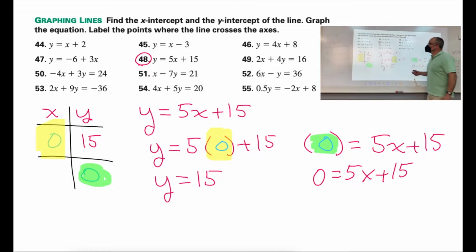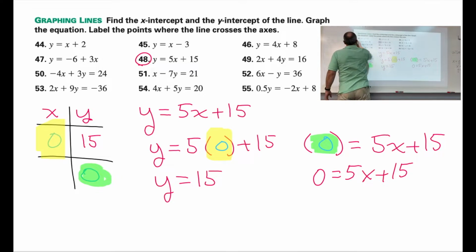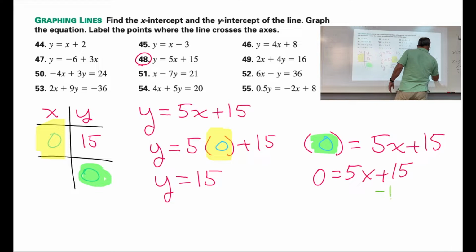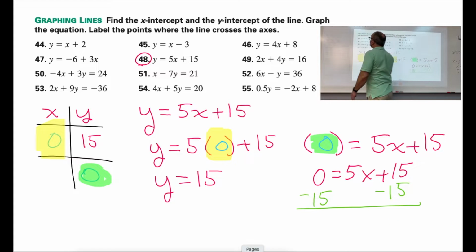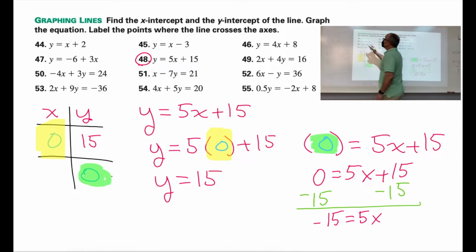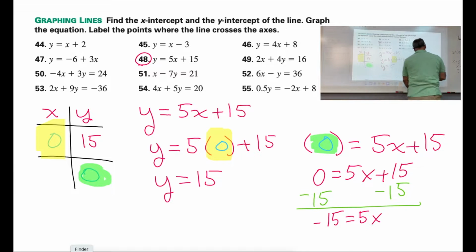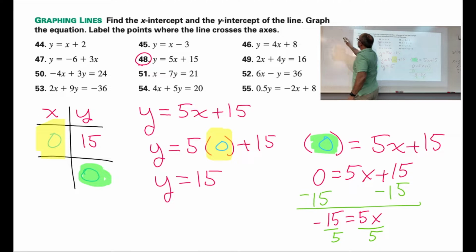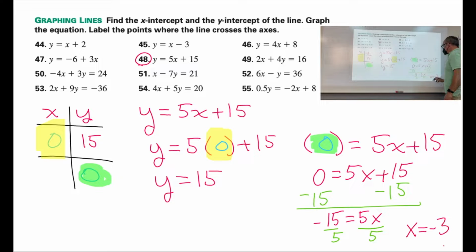So first we're going to get rid of the plus 15. We're going to subtract 15 from both sides. And that is going to give us negative 15 equals 5 times x. Now we're going to divide both sides by 5. And that gives us x equals negative 3.